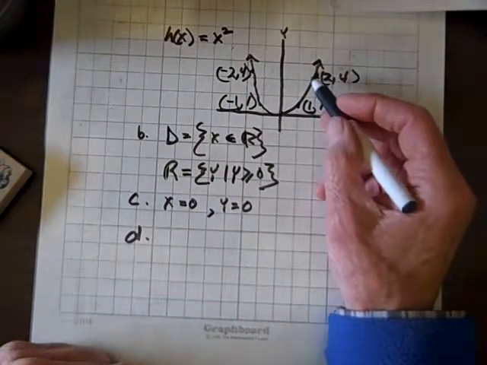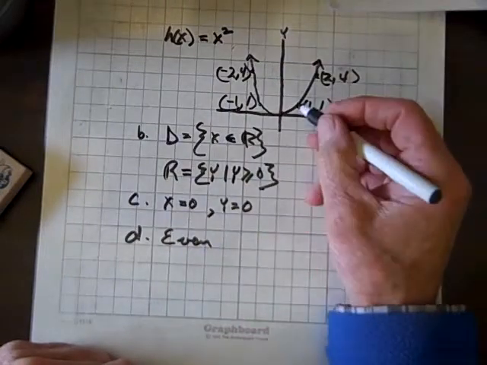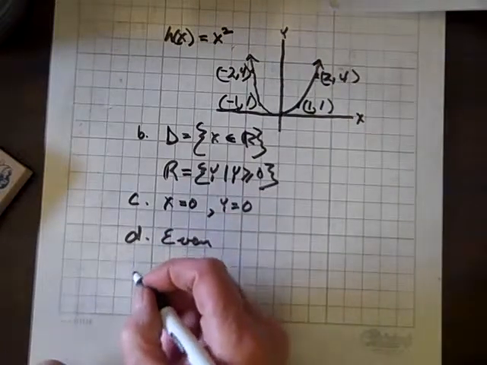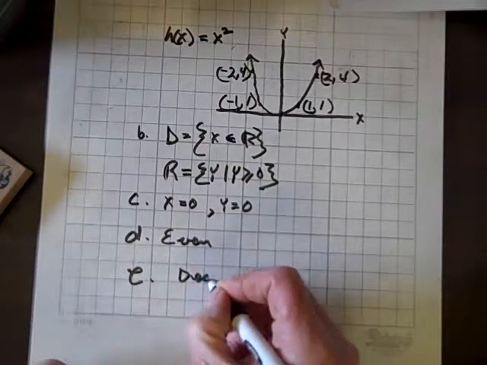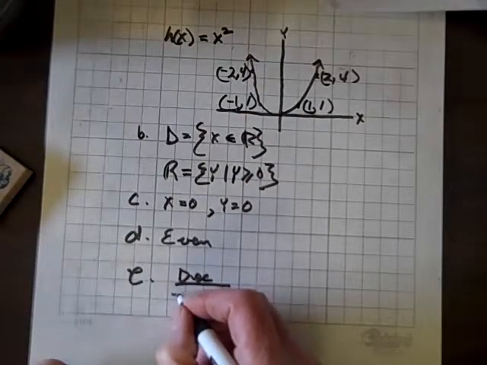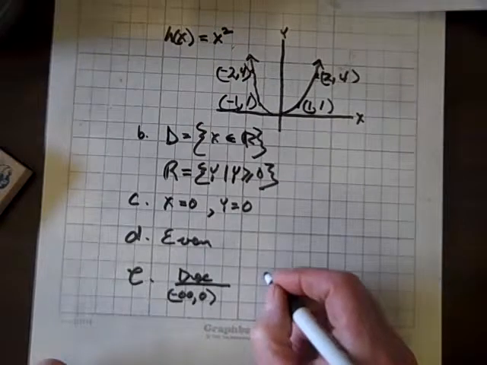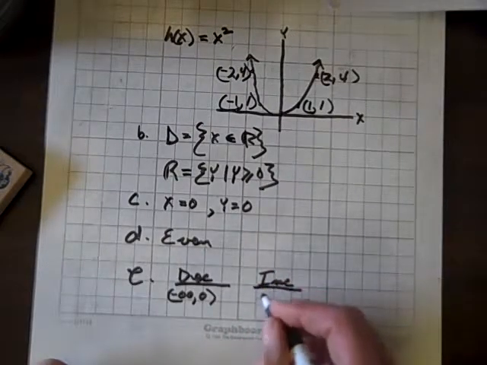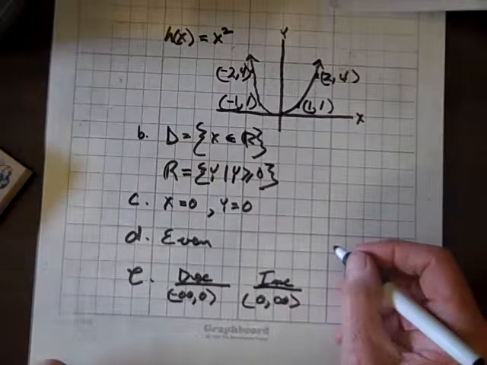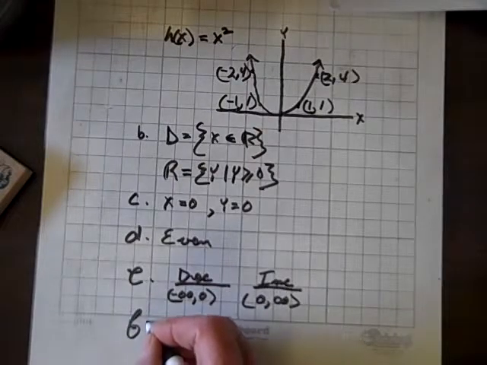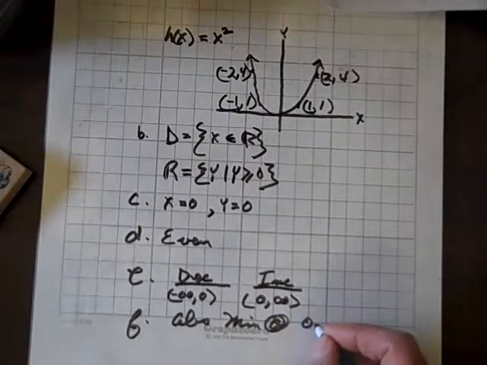This function is symmetric about the y-axis, so it is even. If it was symmetric about the origin, then it would be odd. The intervals on which this function is decreasing, well, that interval is negative infinity to 0, always an open interval when we talk about increasing or decreasing. And it's increasing on the interval 0 to infinity. Finally, we have an absolute minimum, so ABS min at (0, 0).